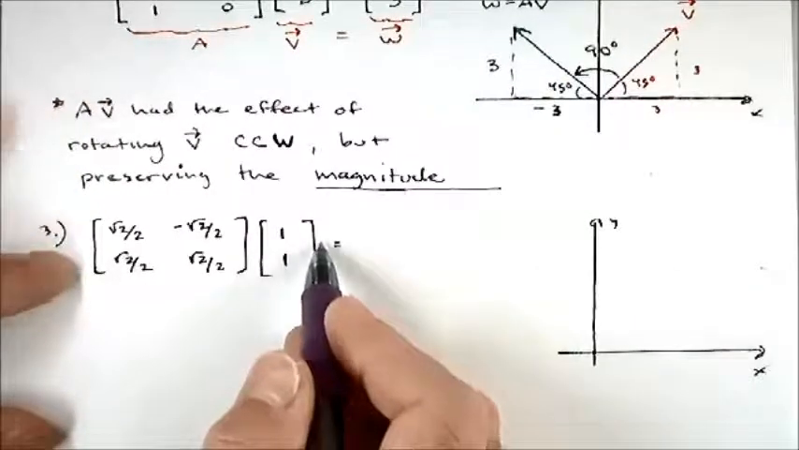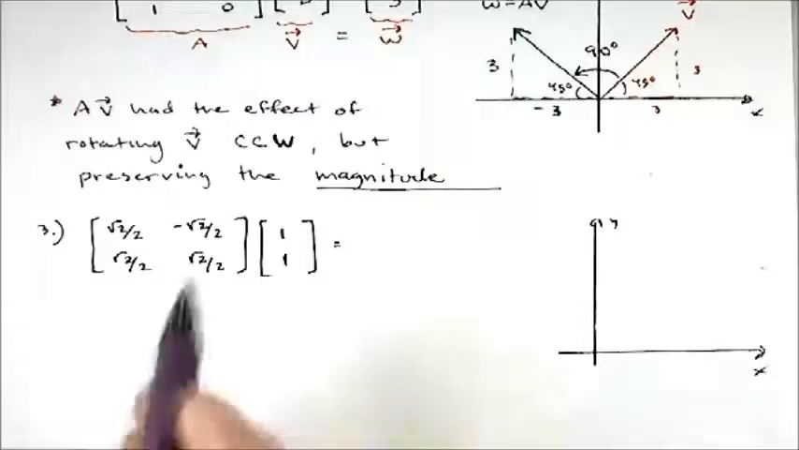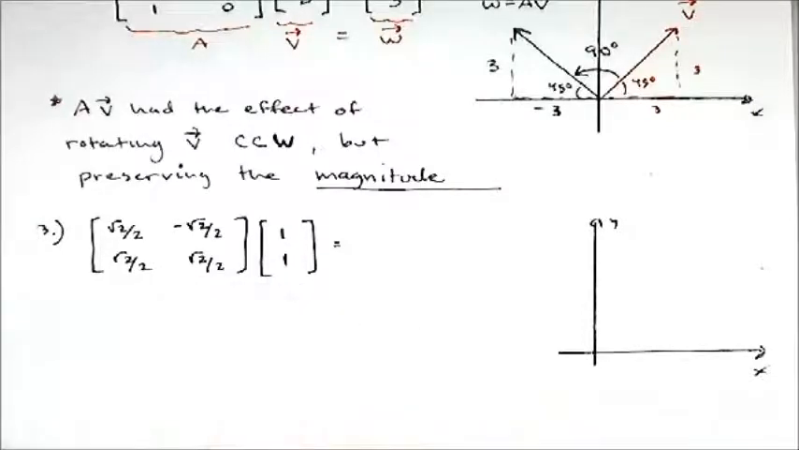Let's try one more here. We'll try this one on your own. So multiply this matrix by this vector, see what you get, and then see how would you describe what's happening.